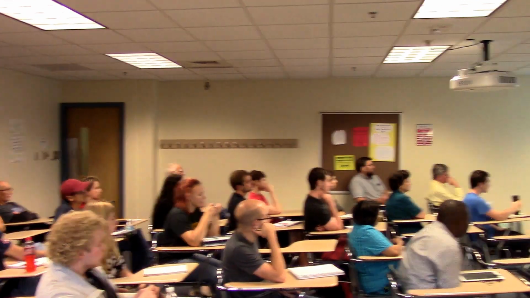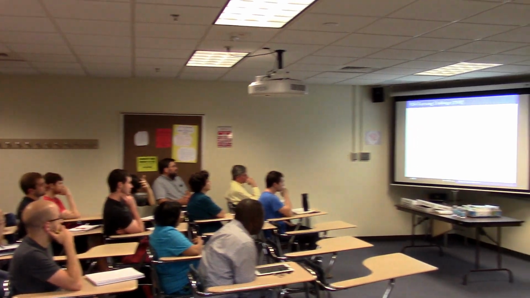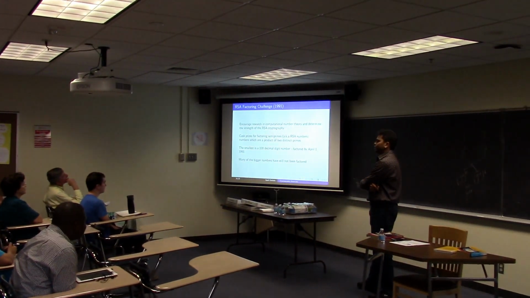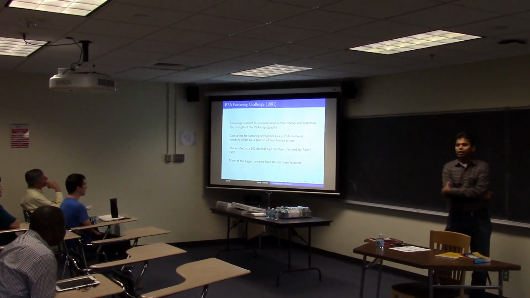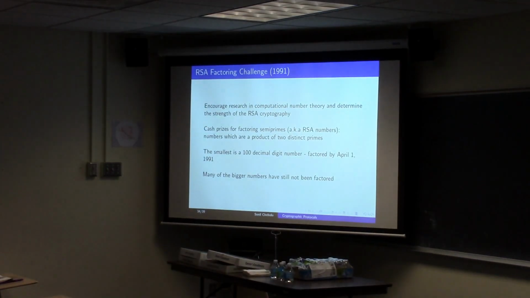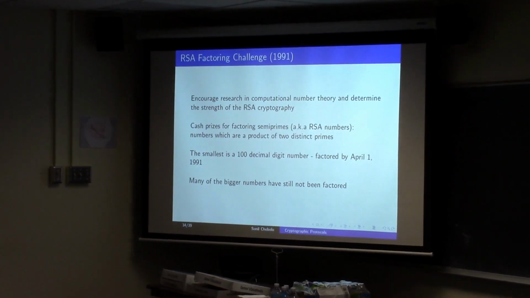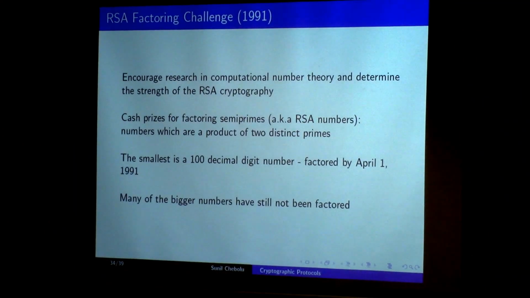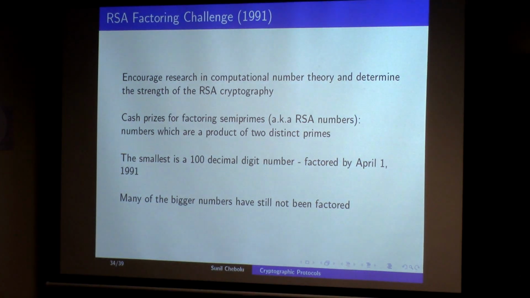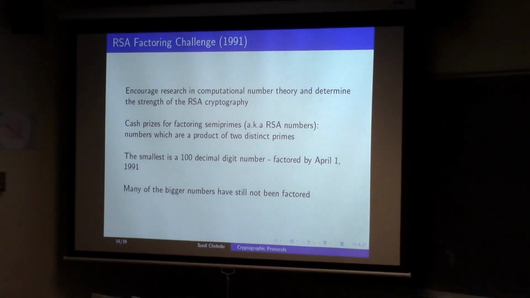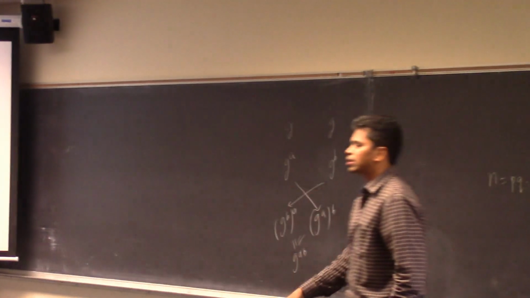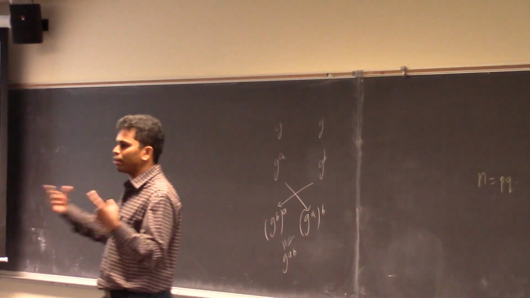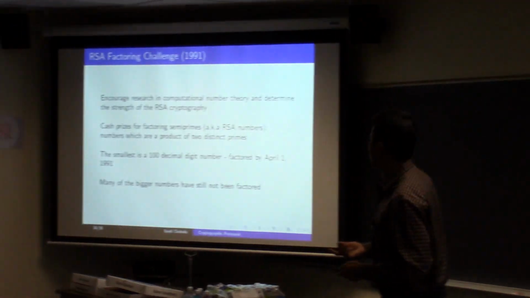So this is the reason why the RSA Laboratories started the so-called factoring challenge back in 1991. This is to encourage research in the field of computational number theory and determine the strength of the RSA protocols, in RSA cryptography in particular. They said, okay, we're going to give you cash prizes for factoring these numbers, which are called semi-primes, numbers n that can be written as a product of two distinct primes. It is known that these numbers are constructed by multiplying two random prime numbers. Now you have to tell what those prime numbers are.